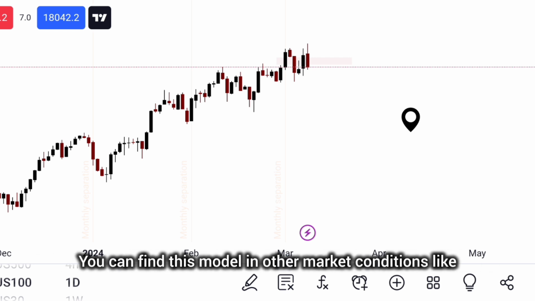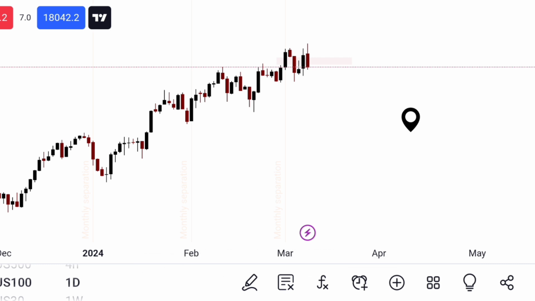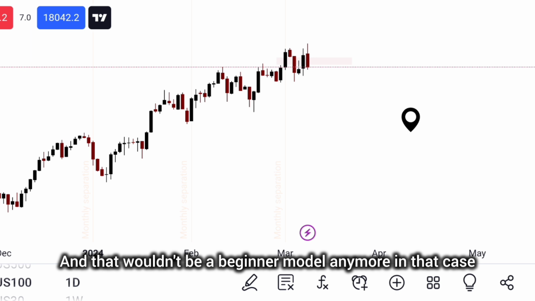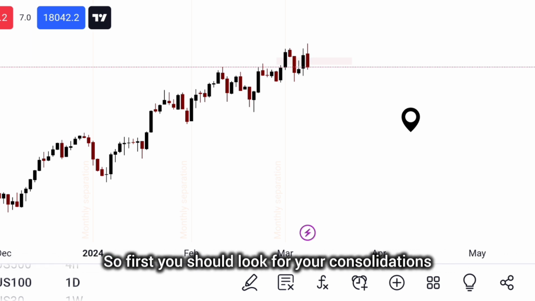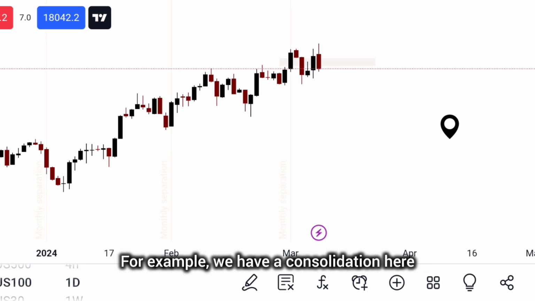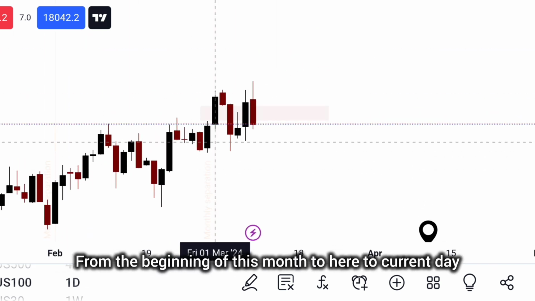You can find this model in other market conditions like when it's bullish or bearish, but in that case you need to know the bias and draw on liquidity, and that wouldn't be a beginner model anymore. So first you should look for your consolidations. For example, we have a consolidation here from the beginning of this month to the current day.